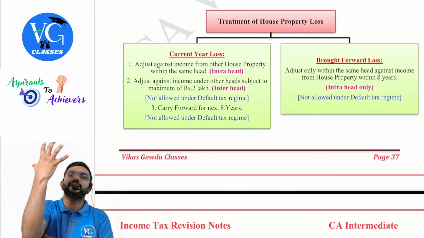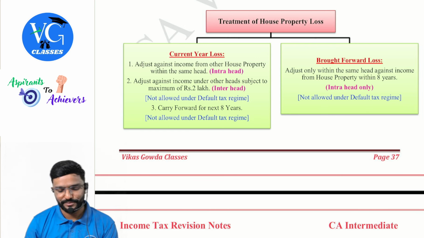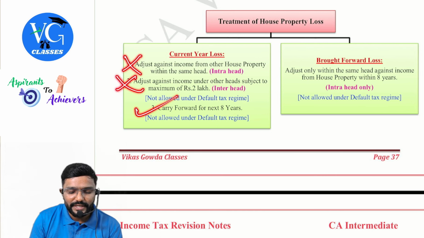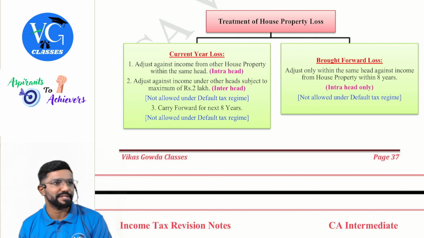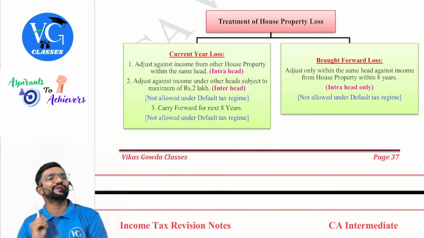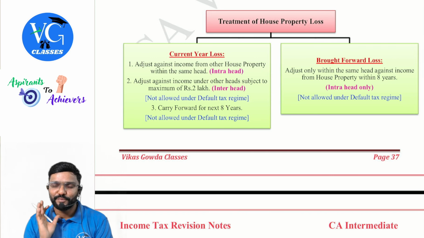Sir, what if I have 5 lakh loss? Adjust 2 lakh, remaining 3 lakh carry forward, if you are under optional regime. Okay. Fine, sir. If both are not possible, what will I do, sir? Carry forward it to next 8 years. But this carry forward also is not allowed under default regime. Important, guys.